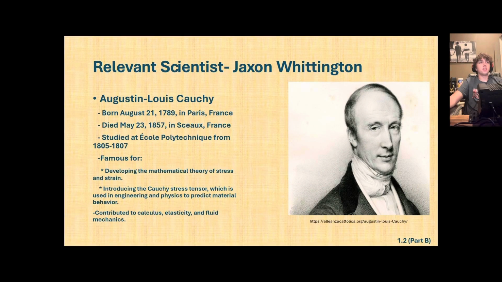My relevant scientist, I chose Augustin Louis Cauchy, who was born on August 21st, 1789 in Paris, France, and later died on May 23rd, 1857 in Sceaux, France. He studied at École Polytechnique from 1805 to 1807. Now, Cauchy, he really expanded on Hooke's law.